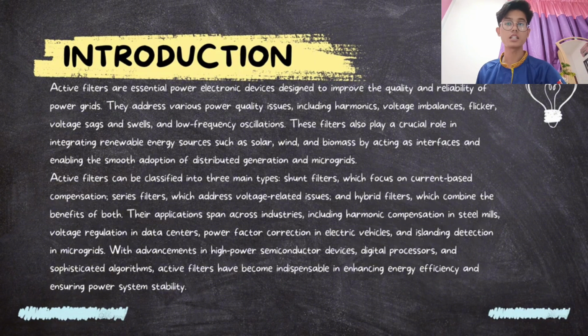Active filters can be classified into three main types: shunt filters, which focus on current-based compensation; series filters, which address voltage-related issues; and hybrid filters, which combine the benefits of both. Their applications span across industries, including harmonic compensation in steel mills, voltage regulation in data centers, power factor correction in electric vehicles, and islanding detection in microgrids.